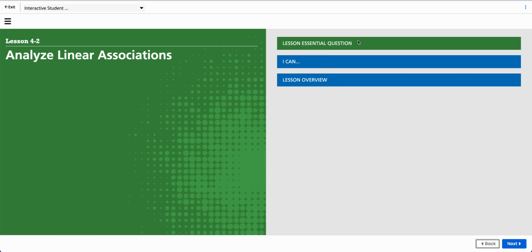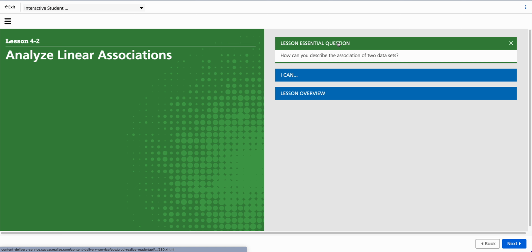The essential question for today, by the way, is how can you describe the association of two data sets? Well, linear and nonlinear and those kind of words are going to be big today. All right, here we go.